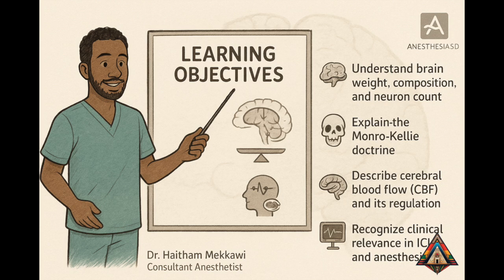Describe the physiological mechanisms and control of cerebral blood flow, which is critical for maintaining adequate oxygen and glucose supply to brain tissue. Recognize the clinical relevance of intracranial pressure and cerebral blood flow regulation in intensive care and anesthesia practice, particularly in conditions such as traumatic brain injury or neurosurgical patients.